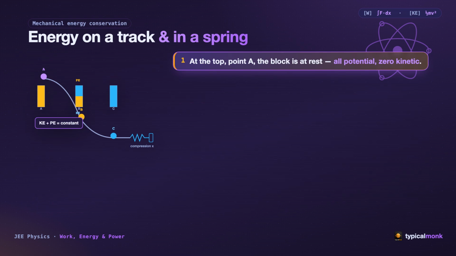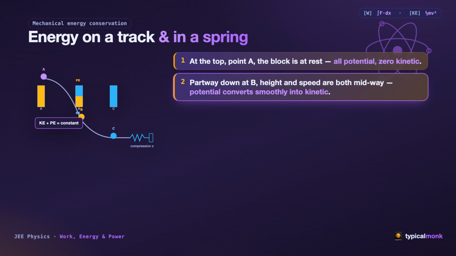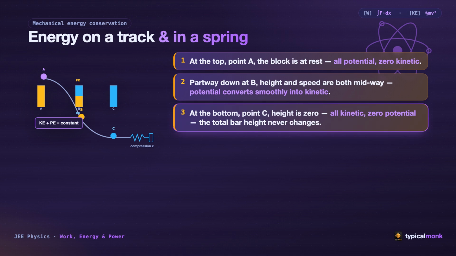Now watch energy trade forms as a block slides down a curved, frictionless track and squeezes a spring at the bottom. At the top point A, the block sits at rest. All of its mechanical energy is potential, and none of it is kinetic yet. Partway down, at point B, the block has lost some height and gained some speed. Potential energy is converting smoothly into kinetic energy, and the two bars you see always add up to the same total height. At the bottom, point C, the height is 0, so every bit of energy has become kinetic. The total never changed. It just moved from one bucket to the other.